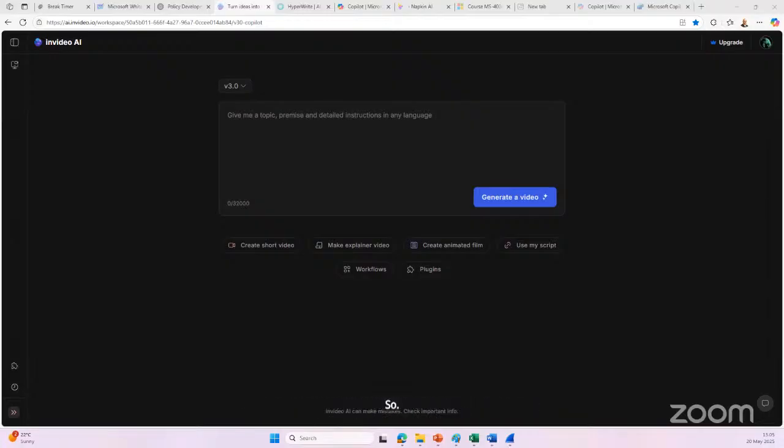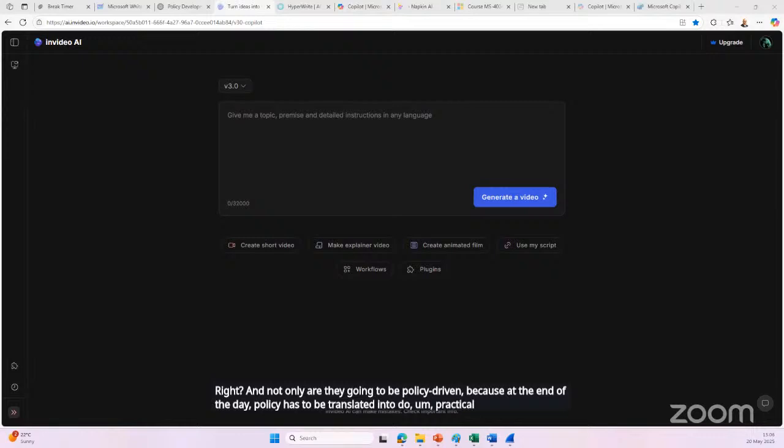So the safeguards that you have to put in place are all going to be policy driven, right? And not only are they going to be policy driven, because at the end of the day, policy has to be translated into practical application. So not only that we agree that we will keep data private, but how are we going to keep that data private, and who is going to have access to that data?